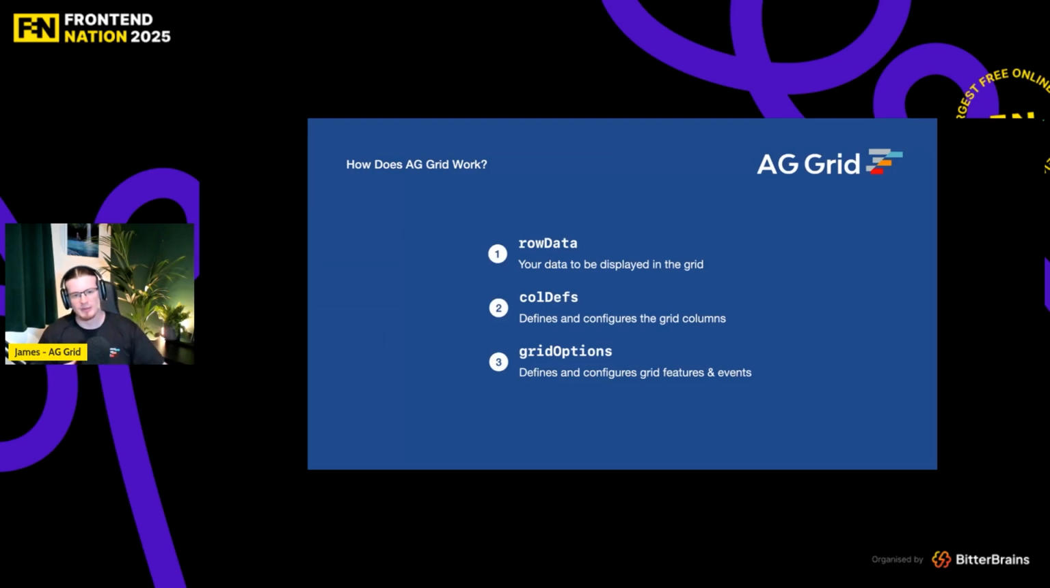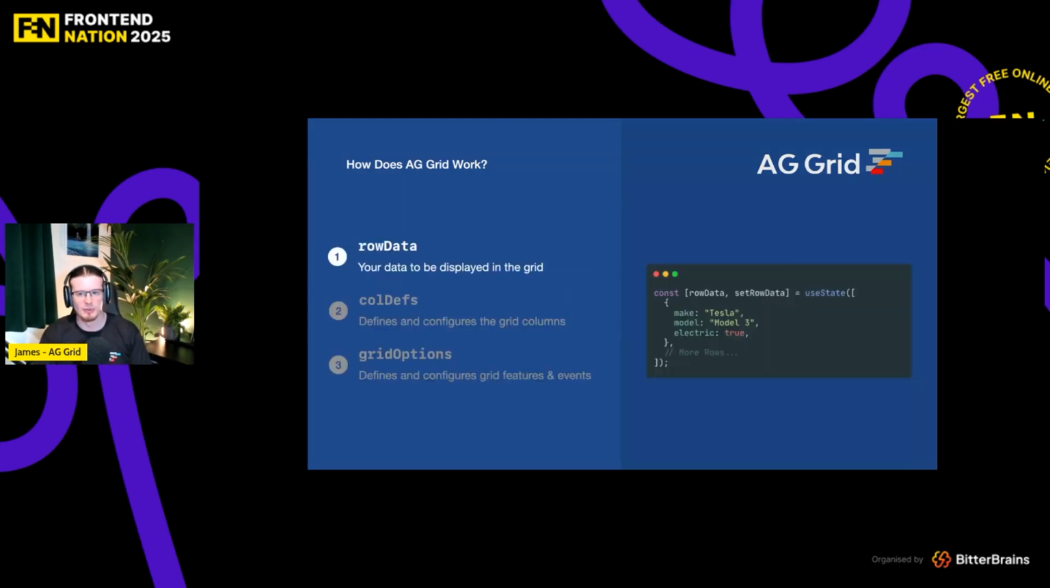This is where you pass everything through to the component, so things like your row data and your column definitions, but it also allows you to configure grid-wide features, hook into events, and things of that nature. So these are the 3 main building blocks. I'll just give you a quick example of what these actually look like. Your row data here is just an array of JSON objects. In this example, we're using a car data set, so we have the make, the model, and whether or not it's electric, and then you can have as many of these rows as you like.